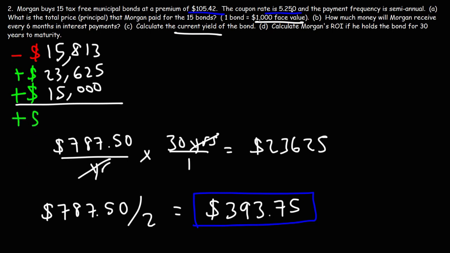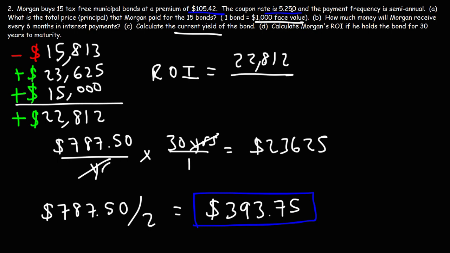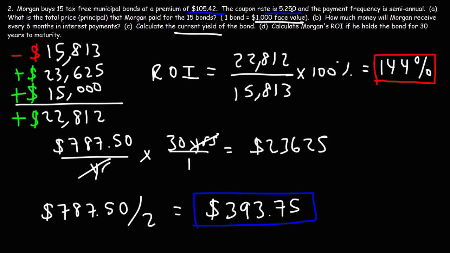So the net gain is $22,812. So now to calculate his ROI, it's $22,812. That's his profit divided by the cost of investment times 100%. So his ROI for this particular investment is 144%, which is not that bad because he still made money, but nevertheless, it's not that high for a 30-year time frame.